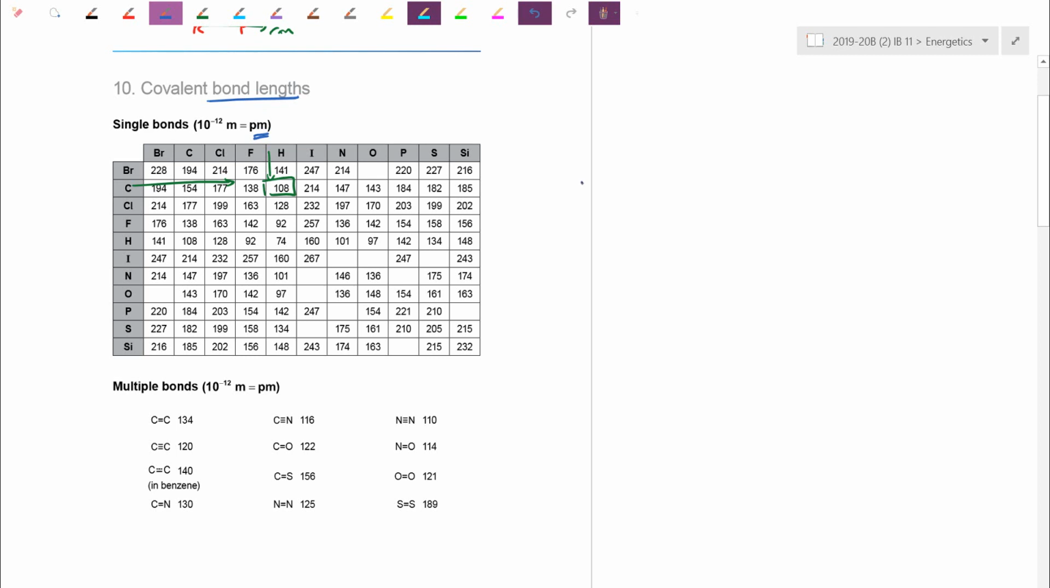So if I just match this up this time again, let's go carbon-carbon as a single bond. That's 154 picometers. Carbon-carbon double bond on the bottom, so we have 134 picometers. Carbon-carbon triple bond is 120 picometers.